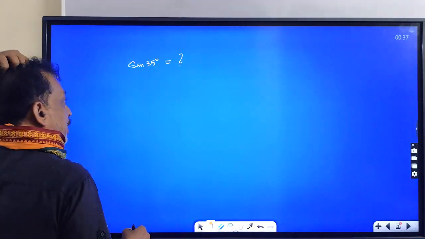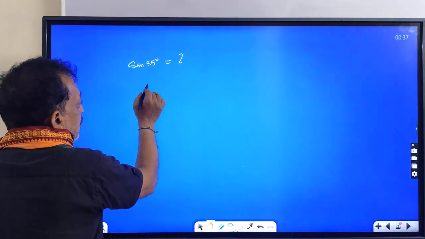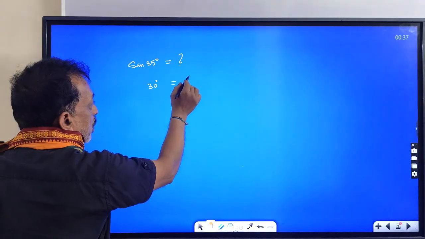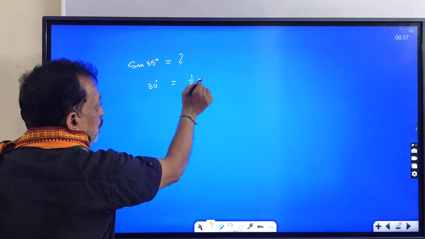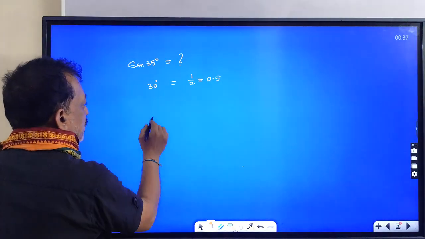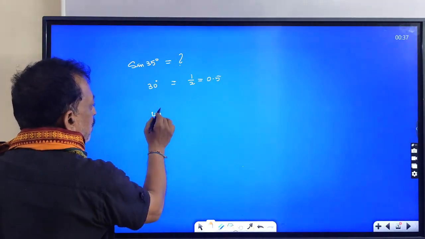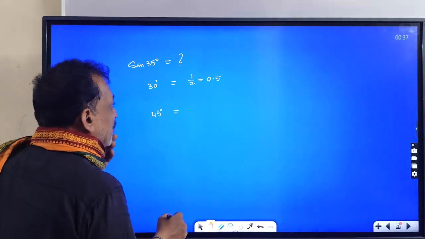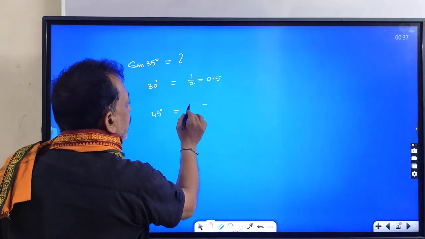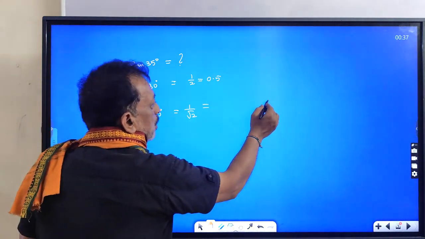So, first point, before that, what are the known values of sin? Sin 30 is equal to 1 by 2. Okay, 1 by 2 is 0.5. Now, sin 45 is equal to, how much are you going to get? So, 1 by root 2. 1 by root 2, value simplification.